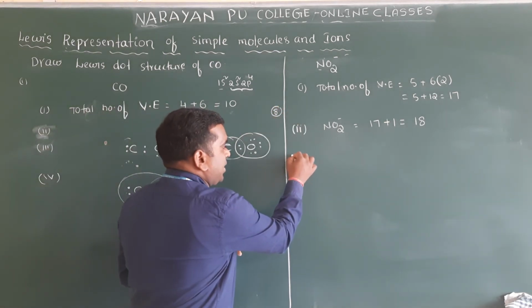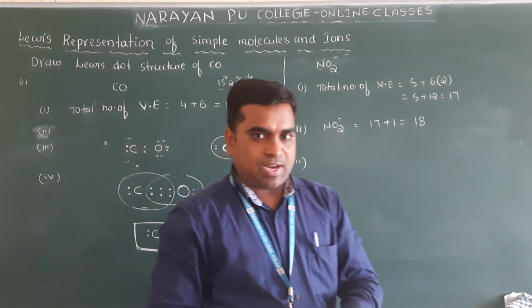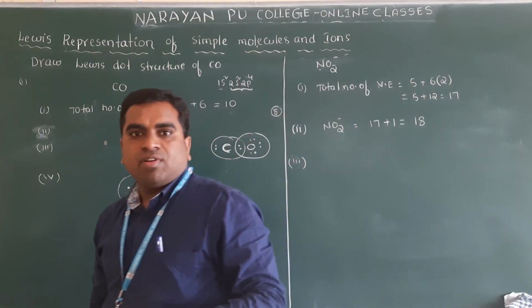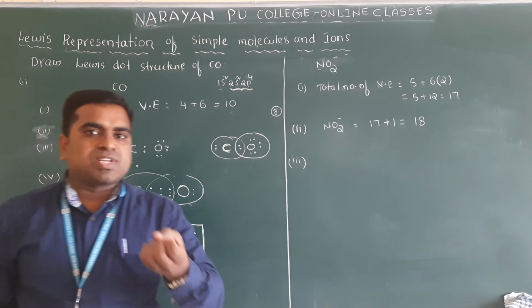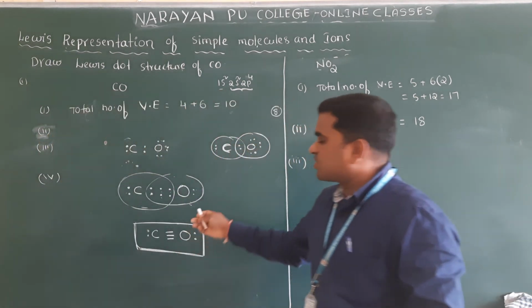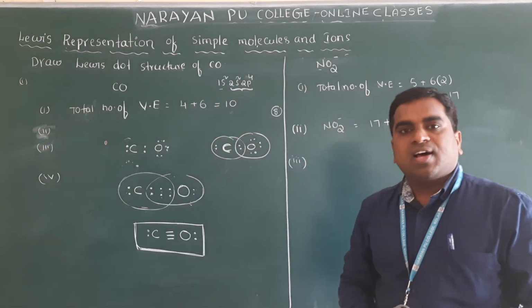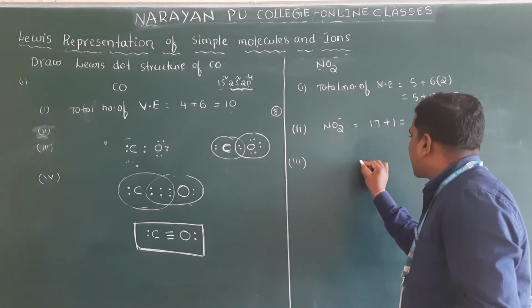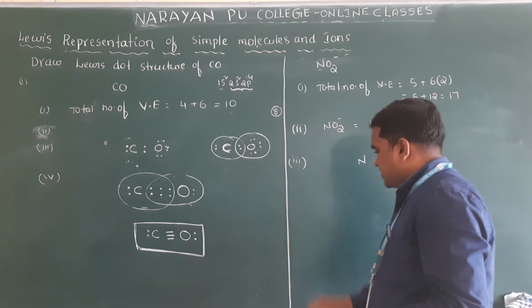What is the third step here? You have to select the central atom. Clear? Nitrogen and oxygen. Which one is less electronegative? Oxygen is most electronegative and nitrogen is less electronegative. So generally we consider the less electronegative atom as the central atom. So which one is the central atom here? Nitrogen is the central atom.